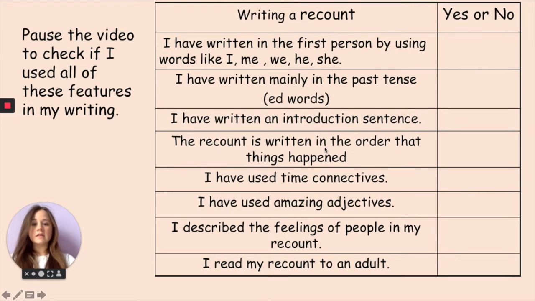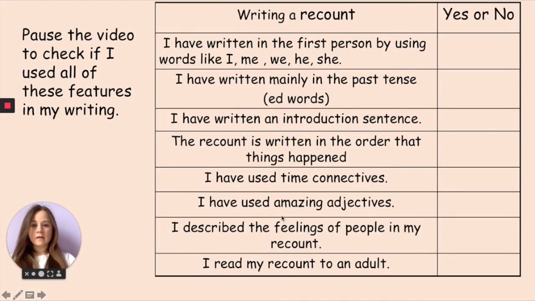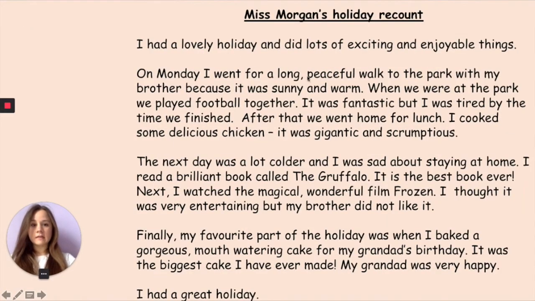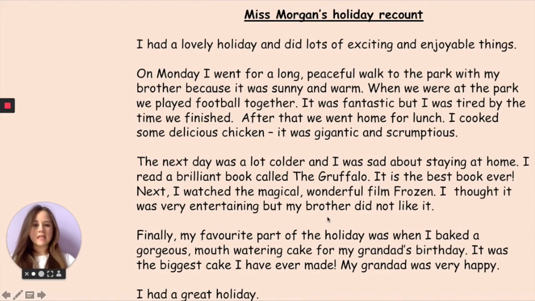The recount is written in the order that things happened. So I have first, then my second event, my third event, like that. I have used time connectives. On Monday, next, finally, after that. I have used amazing adjectives. Exciting, enjoyable, peaceful, warm, fantastic, brilliant. I describe the feelings of people in my recount. So I said that my brother did not like Frozen and that my granddad was very happy and I was tired.